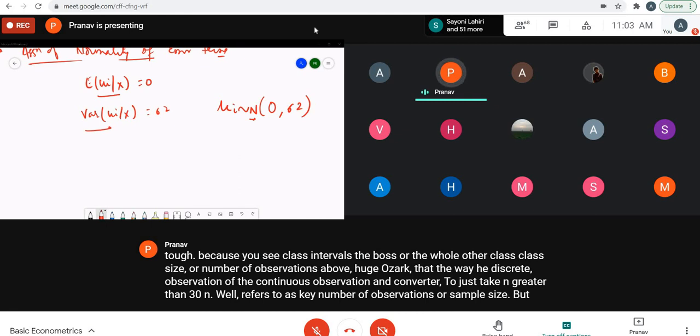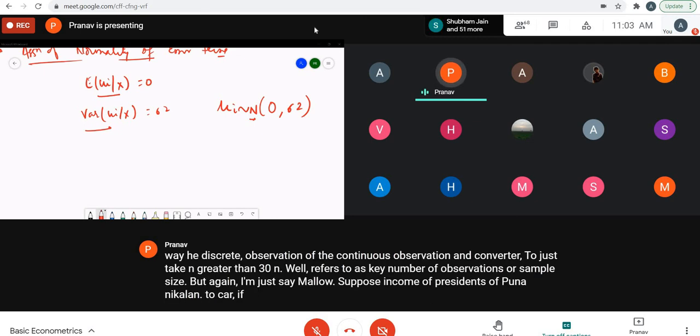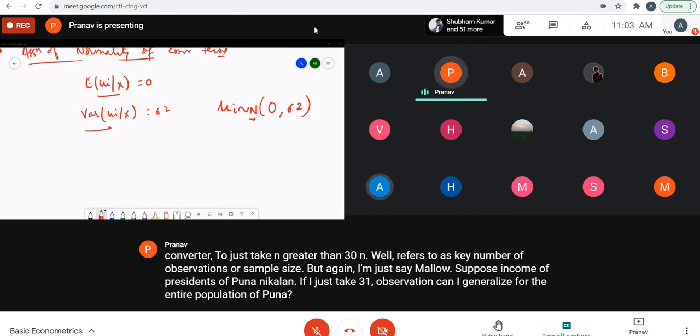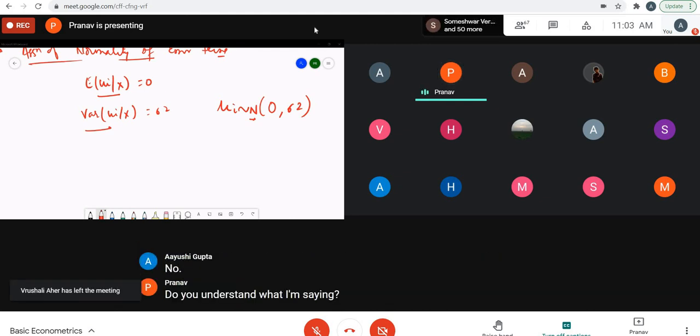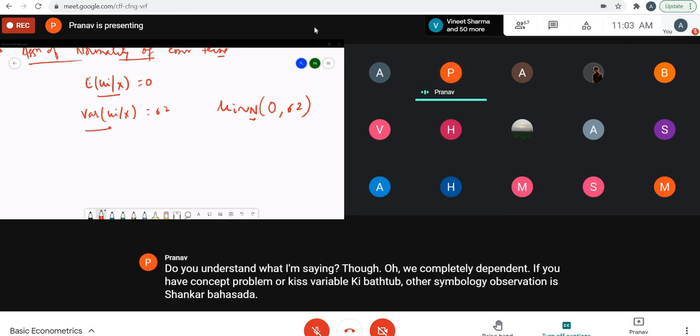But again, suppose I have to find the income of residents of Pune. If I just take 31 observations, can I generalize for the entire population of Pune? Will I do justice to that? No. Do you understand what I'm saying? So it is completely dependent on which problem and which variable you are talking about. If the number of observations is very large, then just having a sample size greater than 30 does not serve any purpose.